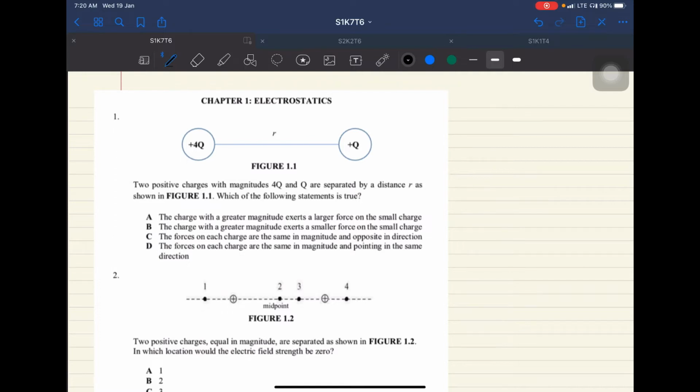Two positive charges, Q and Q, are separated by distance R. Which of the following statements is true? They are talking about force, and we know that the force created will be equal in magnitude but in opposite direction. I think the answer will be C.